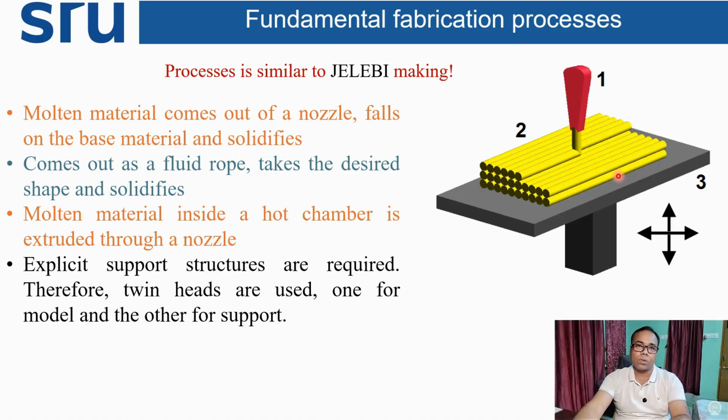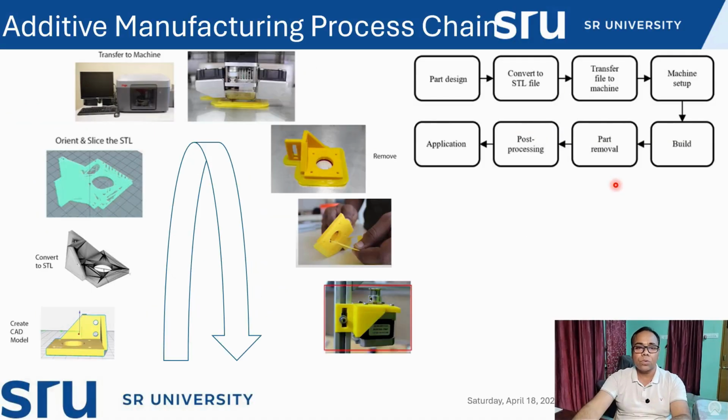In the coming class we will also discuss the rules or conditions for that: why a support structure is required, what the conditions are, and what material the support structure will be made from. Now coming to the additive manufacturing process chain.